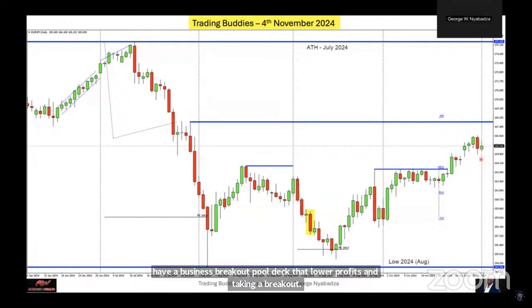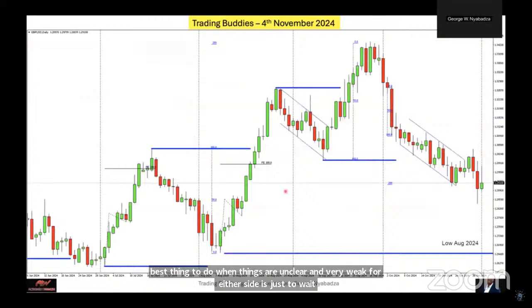So probably better to wait if you really want to sell, because you've been away for a few days. Sell here, measure move stop is above here, hold it there and see what happens. But the best thing to do when things are unclear and very weak for either side is just to wait and get more information. Cable, pound, good for the bears.